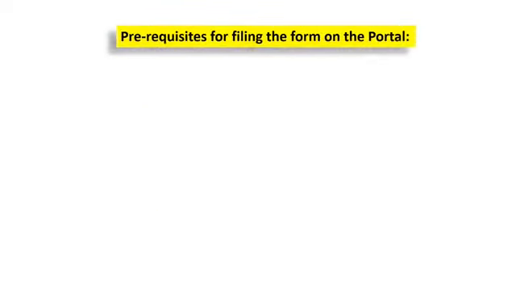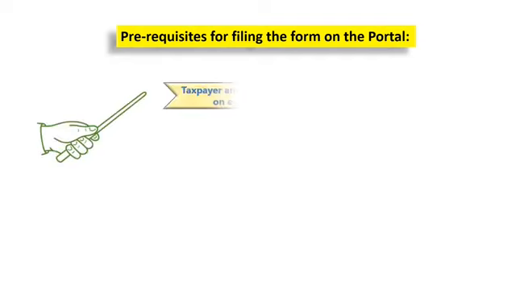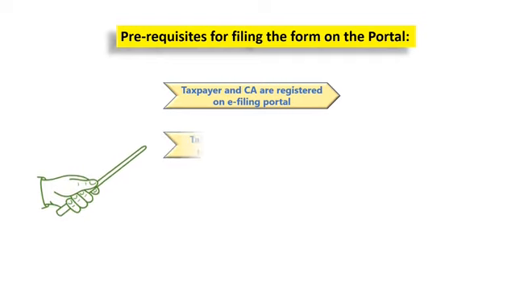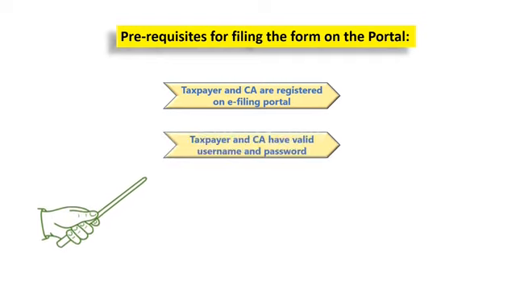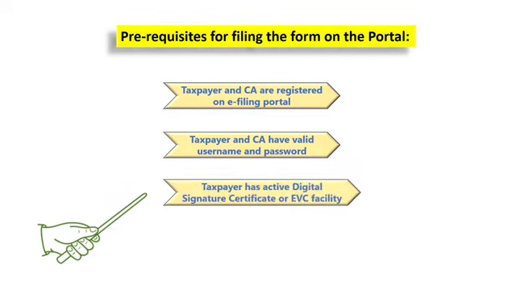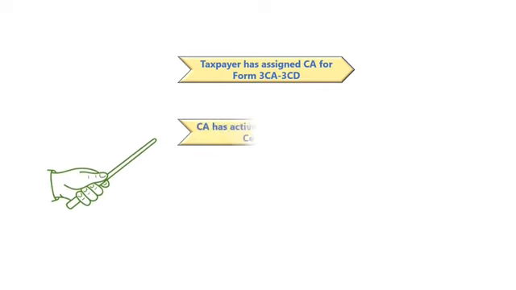Let us first look at the prerequisites for filing the form on online portal. Both chartered accountant and the taxpayer should be registered on the e-filing portal and should have valid username and password. Taxpayer should have either the active digital signature certificate or a facility to generate e-verification code. The taxpayer must have assigned chartered accountant for Form 3CA, 3CD, and the chartered accountant should have active digital signature certificate.